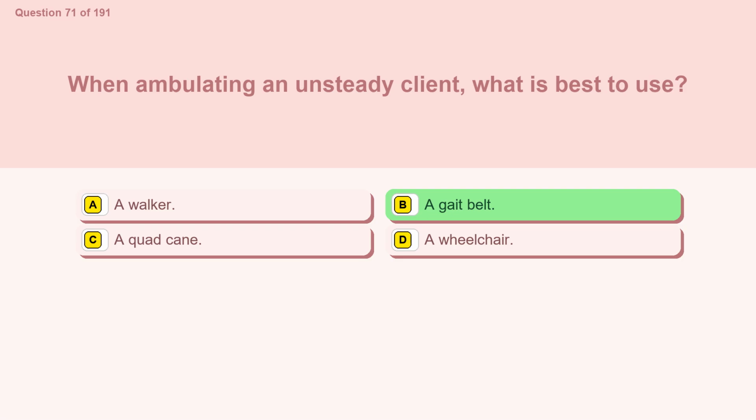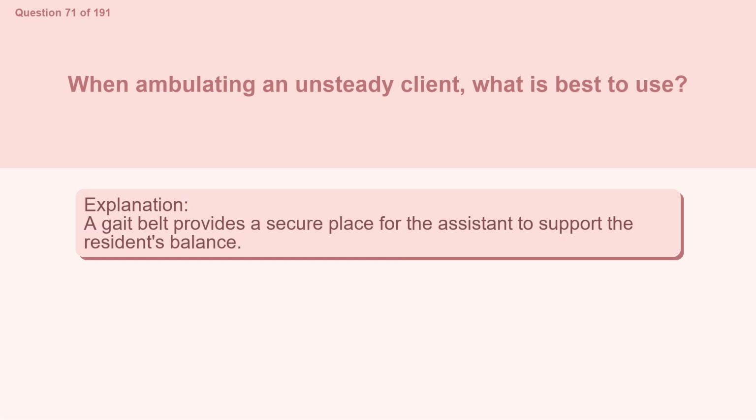The correct answer is option B, a gait belt. A gait belt provides a secure place for the assistant to support the resident's balance.